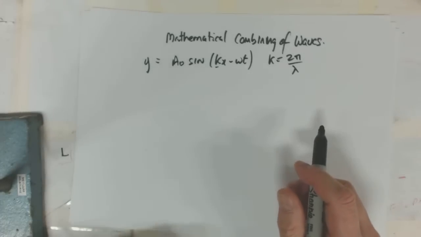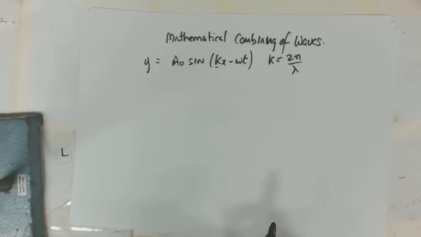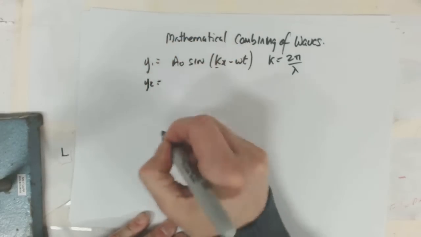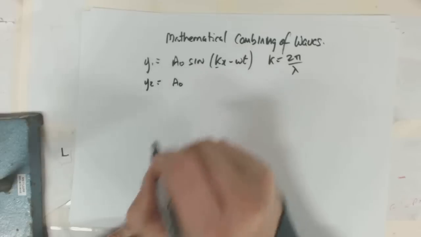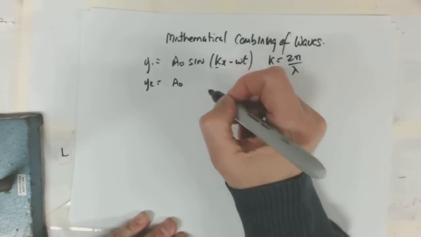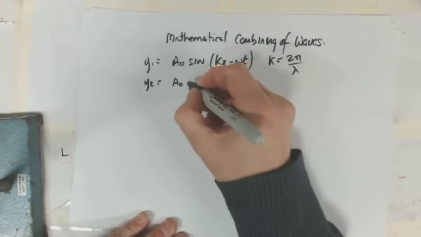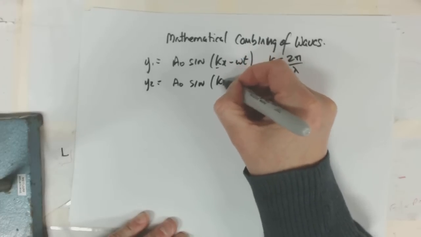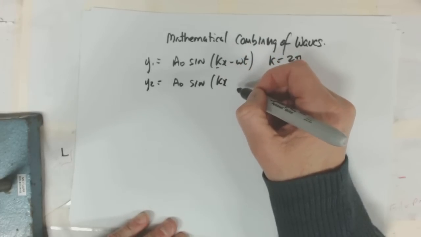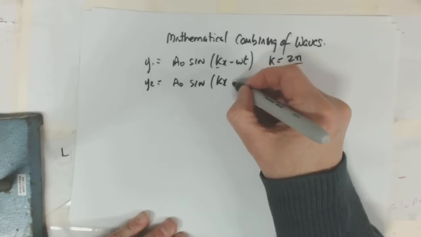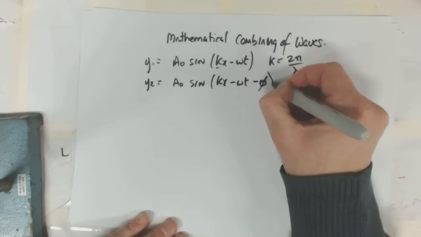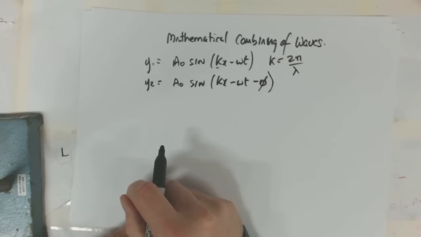So if we're going to actually combine constructively two waves with the same frequency, we could call this one y1 and we'll call this one y2. We can give them the same amplitude, same frequency, same wave number, and therefore same speed. But we've just got a phase difference with them. We'll call that phase difference theta.